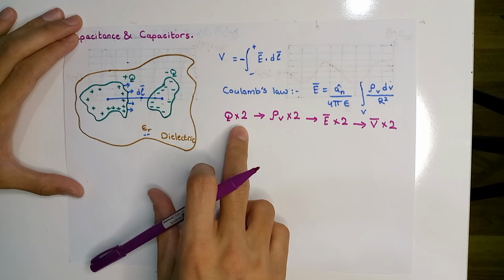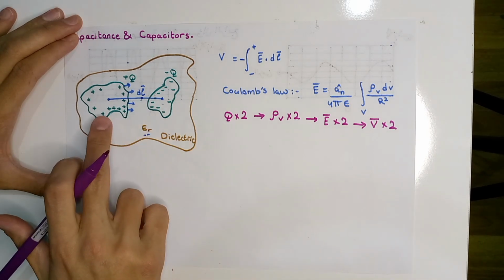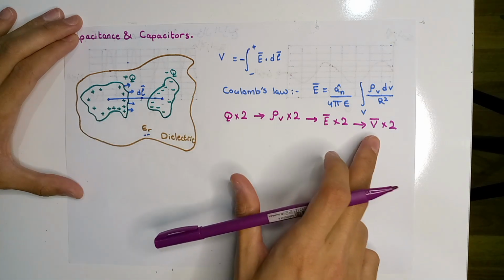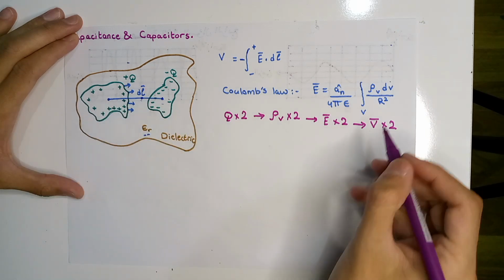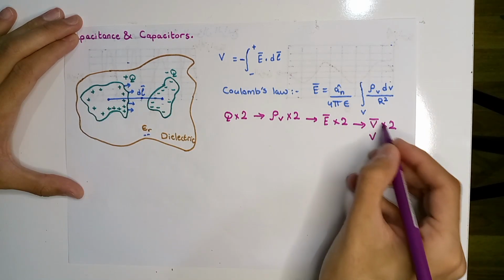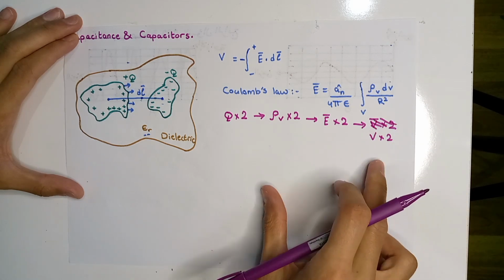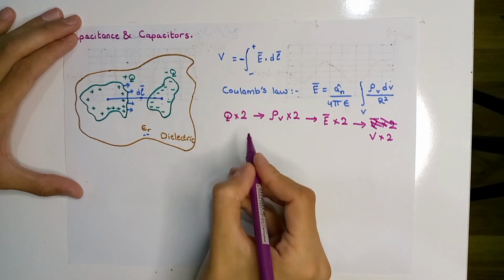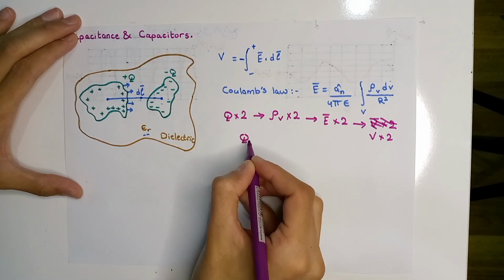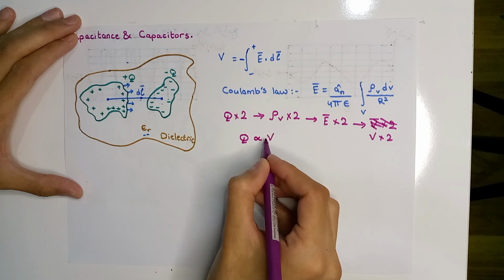Okay, and by watching this flow, we can deduce that doubling the charge on each conductor is going to also double the potential due to these two conductors. Okay, I'm sorry for adding this vector notation. The electric potential is a scalar quantity, it's not a vector. Anyways, doubling the charge is going to double the electric potential, so that we can deduce that the charge is linearly proportional to the electric potential.